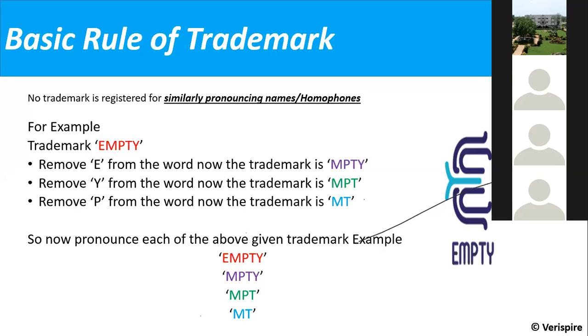I take an example. Suppose I am filing a trademark for my newly launching company with the name MTV. Now I remove the first letter; if we pronounce it again, it sounds the same. Now remove the last letter; pronouncing it again, it sounds the same. So we can't file for homophones. There is a law that while filing for a trademark, you can't file for homophones.